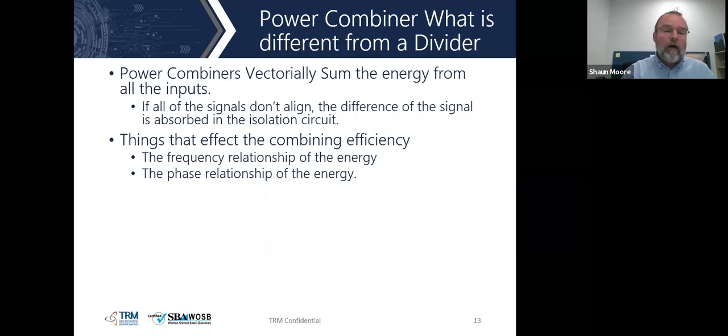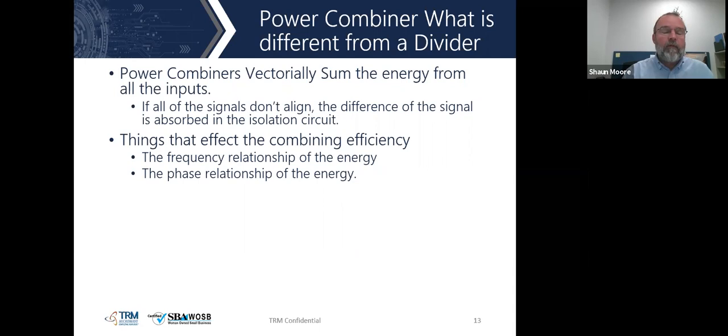So based on that, what happens is that we have to accommodate all that power that needs to get dissipated. Things that affect the overall combining efficiency are things like the frequency relationship of the energy and the phase relationship of the energy. If we're running two signals that are exactly coherent in phase, equal amplitude, all the energy that's put into the power combiner will be delivered to the output. And therefore very little energy will be dissipated inside the isolation circuit of the power combiner.